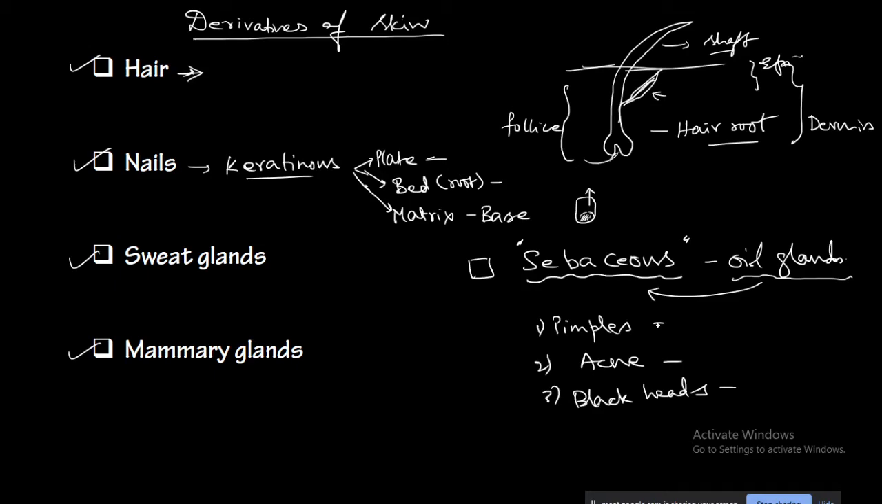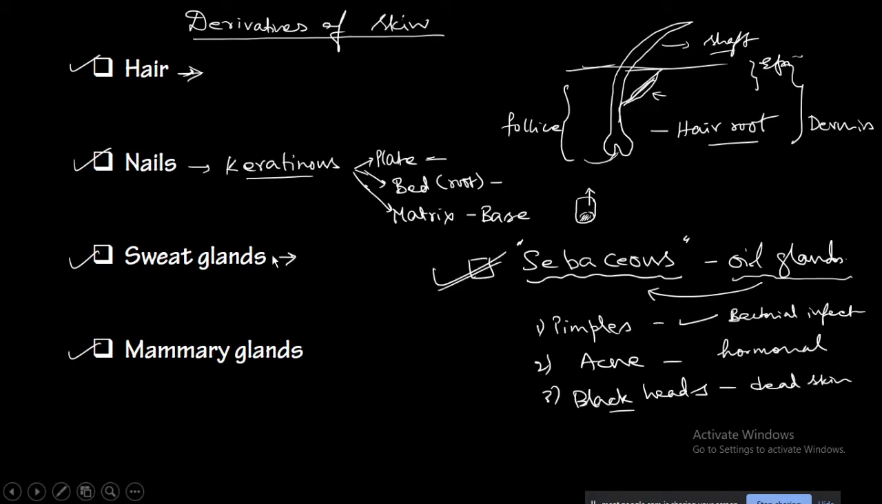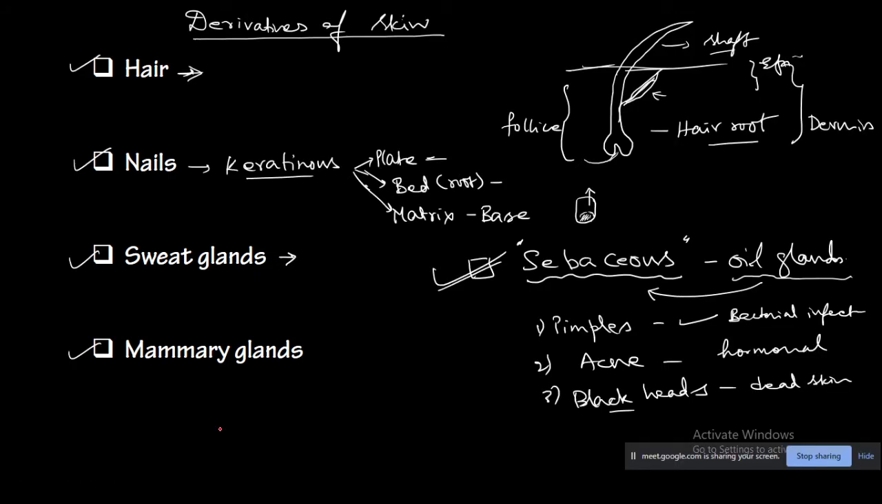So hair, nail, sebaceous glands. Next comes the sweat glands. The main purpose of this gland is to produce the sweat. When it is producing this sweat, it is more than 99% water, and a little bit of salts and urea is present.